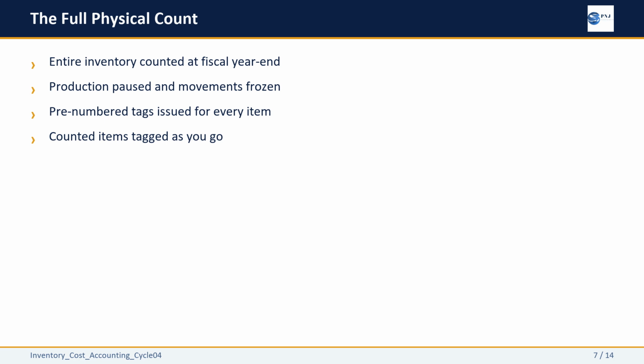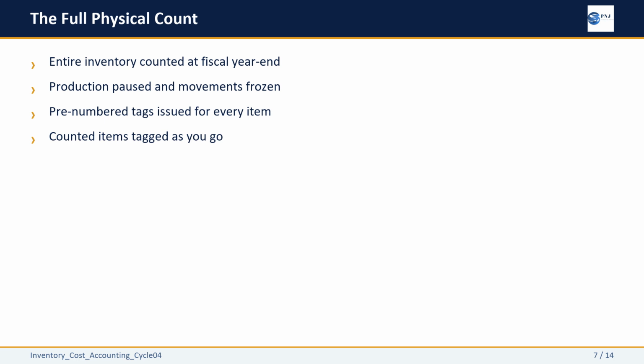Production is paused. Movements are frozen so nothing shifts mid-count. Pre-numbered tags are issued, and every item is tagged as it is counted, so you can prove what was and was not reached. This freeze is not bureaucracy for its own sake. Without it, an item counted, then moved, then counted again, double counts your inventory and inflates your assets. The discipline of the freeze is what makes the number trustworthy.